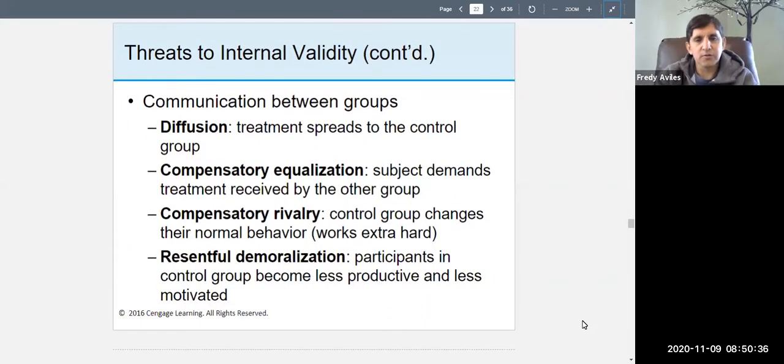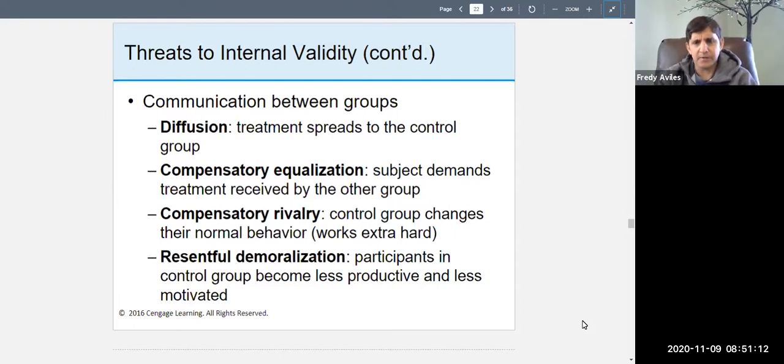Other threats to the internal validity. So other things that make it harder for you to say that there's a significant result, that let's say alcohol is really causing aggression, that A caused B, right? Other problems is communication between the groups. Groups can communicate. You have different participants in the treatment group, in the control group, in the placebo group, but you know what? Word gets around, and then they start talking to each other, and then that messes up your experiment. So one way that can happen is through diffusion, where the treatment spreads from one group to another.